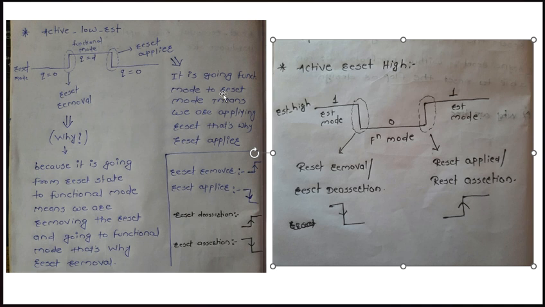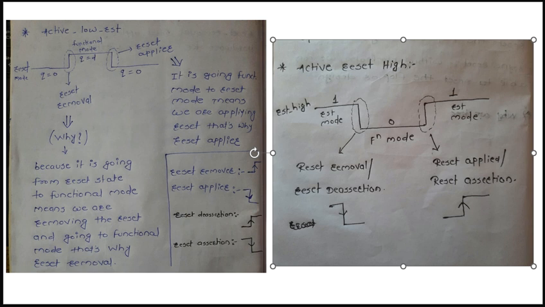Don't confuse assertion and deassertion. Assertion means we are asserting the reset, and deassertion means we are deasserting the reset, meaning we are removing the resetting. That is why we call it reset removal, the same as reset deassertion, and reset apply, the same as reset assertion. Yeah, these are all the terms used with active low reset and active high reset.